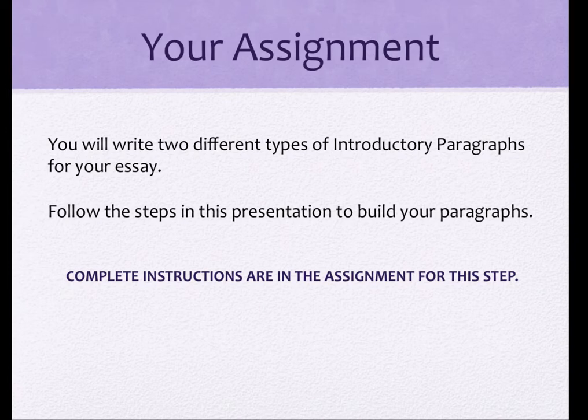Your assignment, as always, is described thoroughly within your course. You may watch this video as many times as you need to understand the process and structure of writing an introductory paragraph. You will write 2 different types of introductory paragraphs for your essay. Follow the steps in this presentation to help you out. And again, the complete instructions for this assignment are in your course.